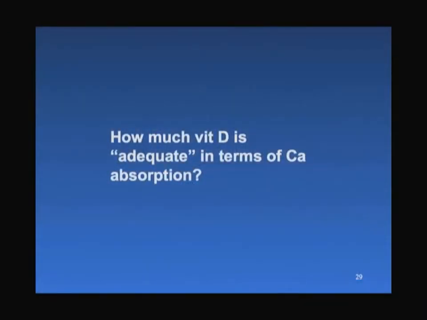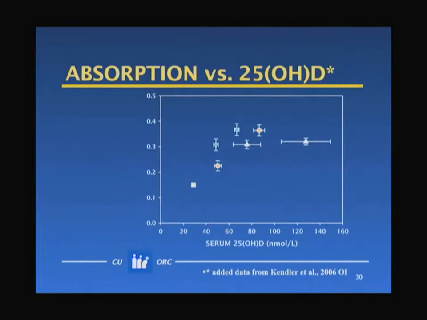Now, how much is adequate in terms of absorption? Here are some data, probably the only data in the world that look seriously at the relationship between serum 25D and calcium absorption fraction. You see here that we've got two sets of studies, this one from my laboratory, this one from another group. And you see that absorption fraction rises as vitamin D status improves. It doesn't take a lot of imagination to see that there's kind of a threshold effect there.